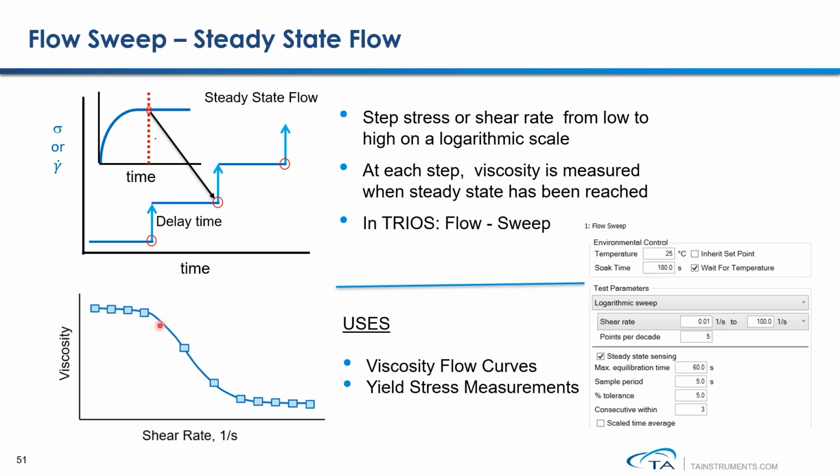However, for certain types of samples, it may require an extremely long time to reach equilibration. So therefore, the software gives you a cutoff time, which is called maximum equilibration time, which means if after 1 minute your sample is still not reaching equilibration yet, the software will collect the very last signal and put it in the data, and move on to the next shear rate.